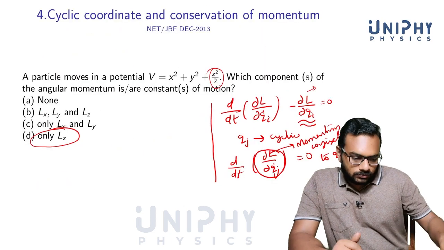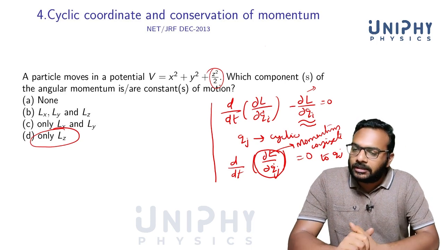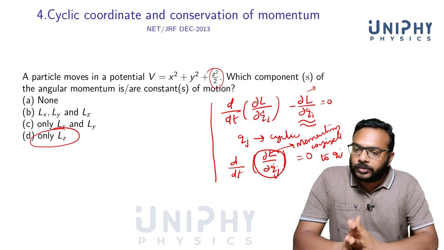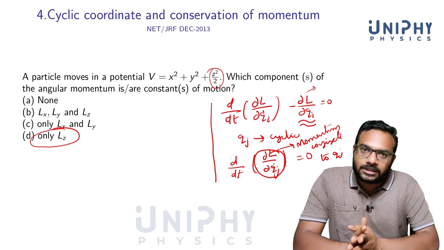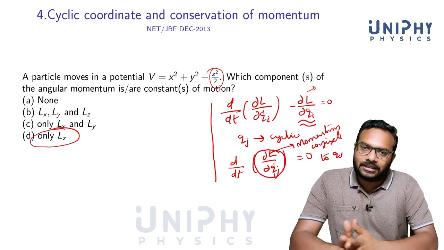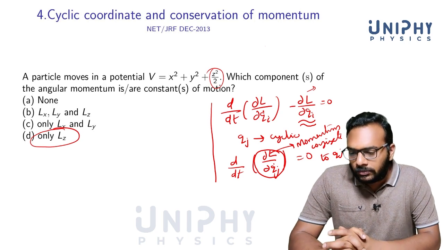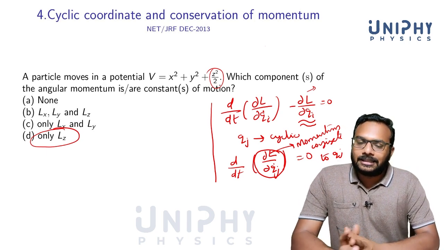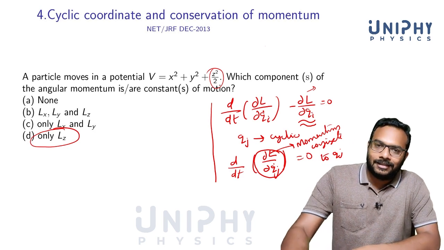I think we'll keep the lectures short, and it's time to wind up now. We have done 4 problems, all from the previous NET question papers, asked from the first module, using the Lagrangian formulation and cyclic coordinate and symmetry properties. We'll do more problems from the previous question papers in the next session. Till then, I'll see you then. All right. Thank you.